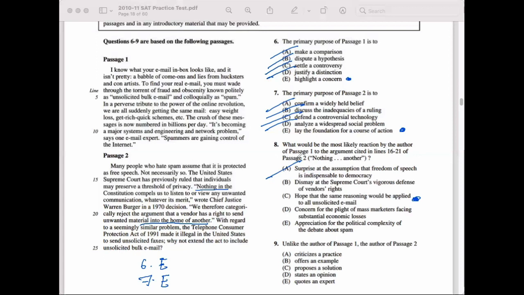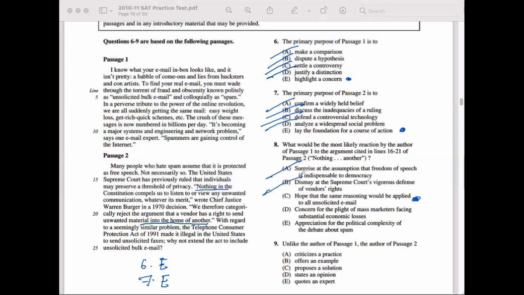Dismay at the Supreme Court's vigorous defense of vendors' rights. This option is wrong at many levels. First of all, the Supreme Court did not defend vendors' rights. The Supreme Court actually said that vendors cannot send unsolicited material to potential customers. So that's not true. And even if it were true, yes, the first person would probably be dismayed, but it's not true. So B is out.